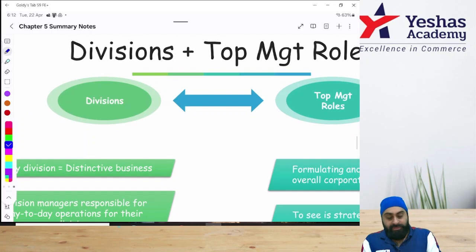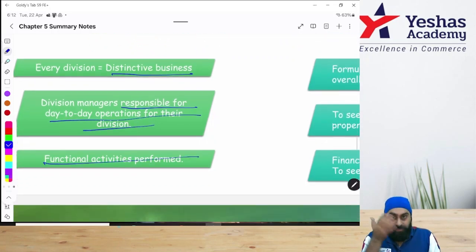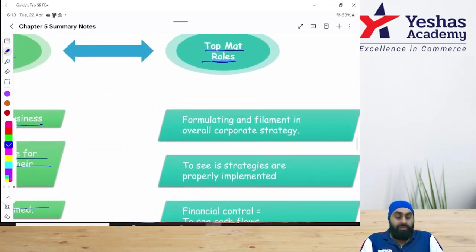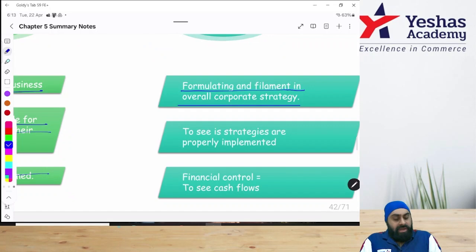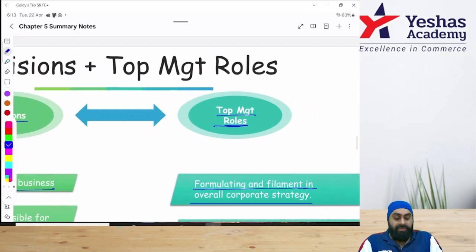Now, divisions and top management roles. Every division is a distinctive business. Division managers are responsible for day-to-day operations for their division. Functional activities are performed: what needs to be done, what are the steps, what is the process. That is what we say. Top management is responsible for formulating and fulfilling the overall corporate strategy: how to use a strategy, and to see that the strategy is properly implemented or not. Financial control, to see the cash flow. These are very important in divisional and top management roles.